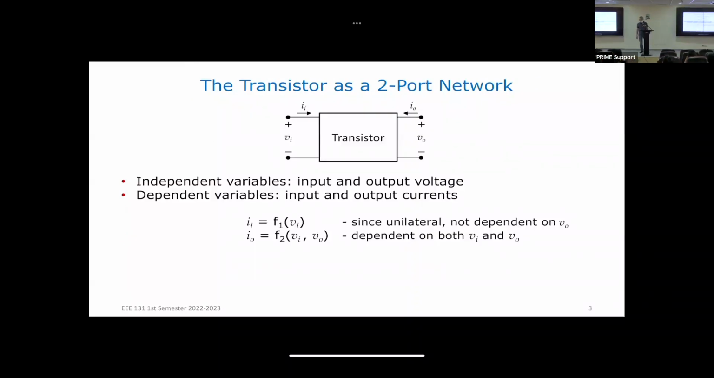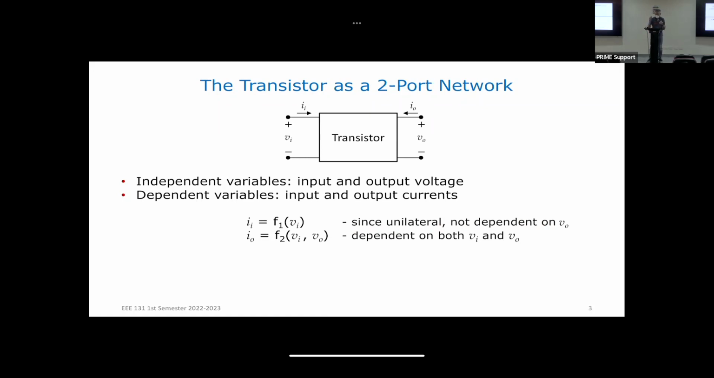So the transistor is a two-port network. Just like the BJT, our independent variables are your input and output voltage. So your input and output voltage, those are our independent variables. And then your dependent variables are your input and output currents. So you have your two dependent variables expressed in terms of your independent variables. So I1 will be a function of supposedly VI and VO, pero dahil unilateral, yung input current is not dependent on VO dahil nga unilateral. Remember what we said, unilateral, the output should not affect the input. But I sub O is a function of both VI and VO. So I sub O is dependent on both VI and V sub O.